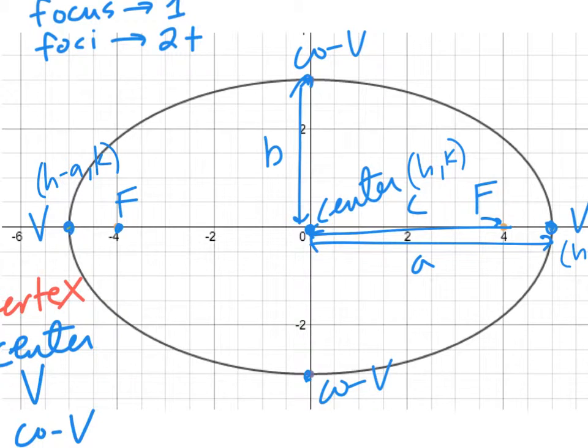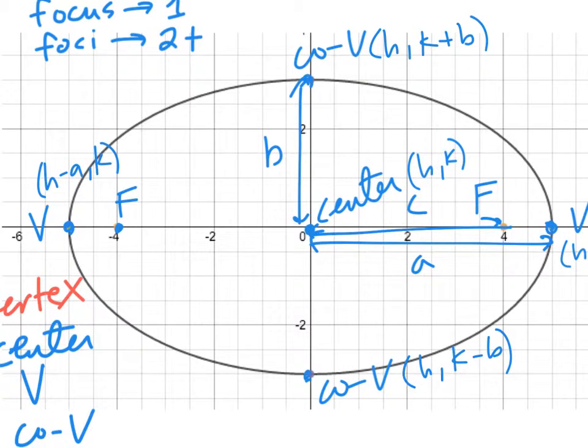All right, let's go to the covertex from the center. So let's say I want to go to this covertex here. How do I get there? Up, down, left, right? Which one? Up? Yeah, I see a lot of people saying yes. Up. Okay, by how much? B. So then which one should I move, H or K? K. So then what's the coordinate for this covertex? H, K plus B. Okay, same logic down here, H comma K minus B.